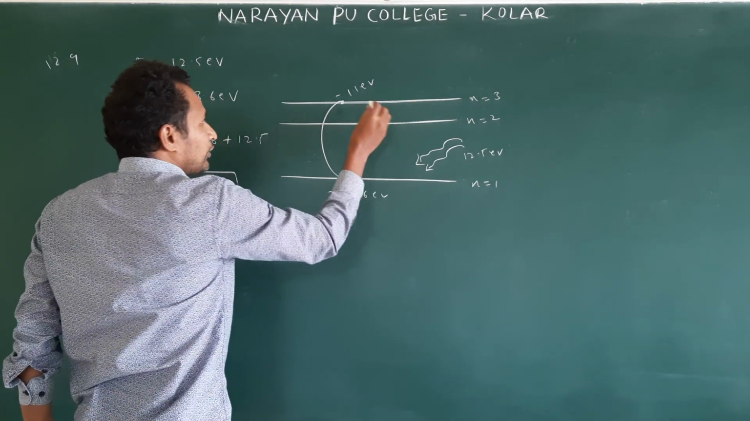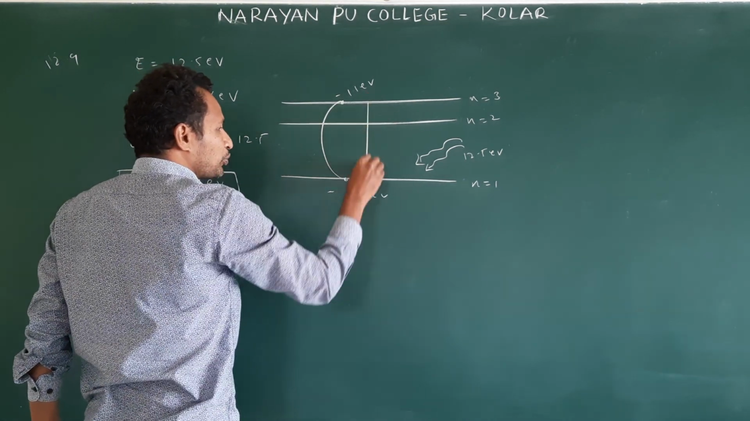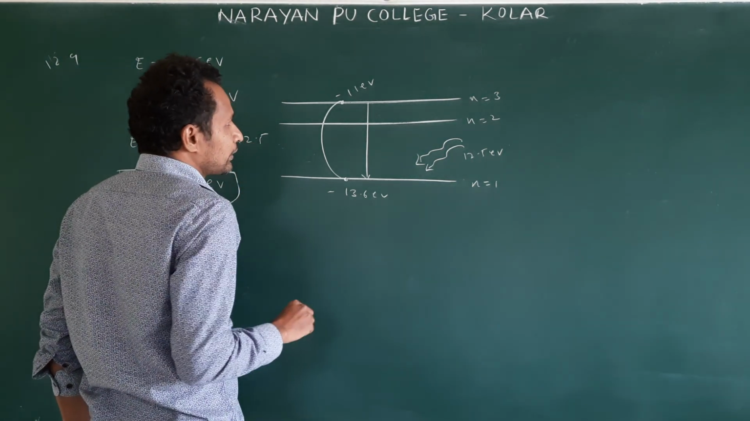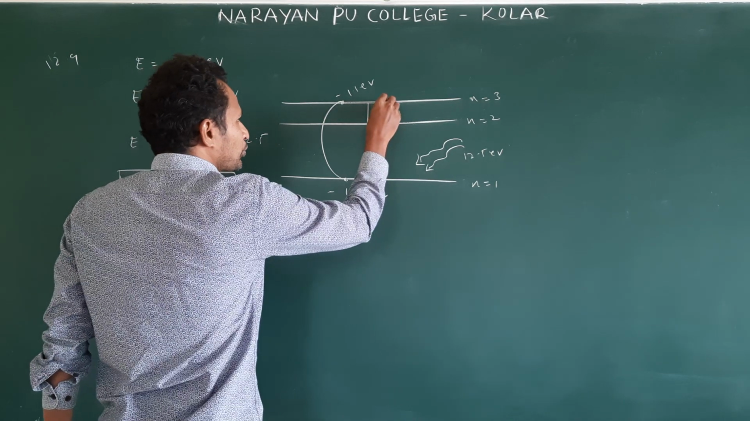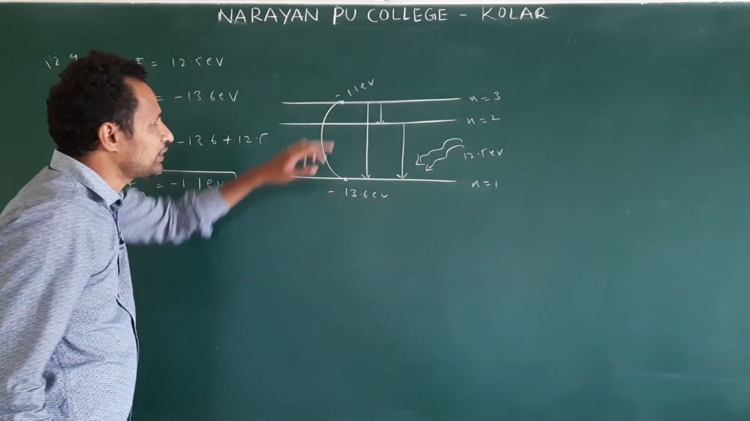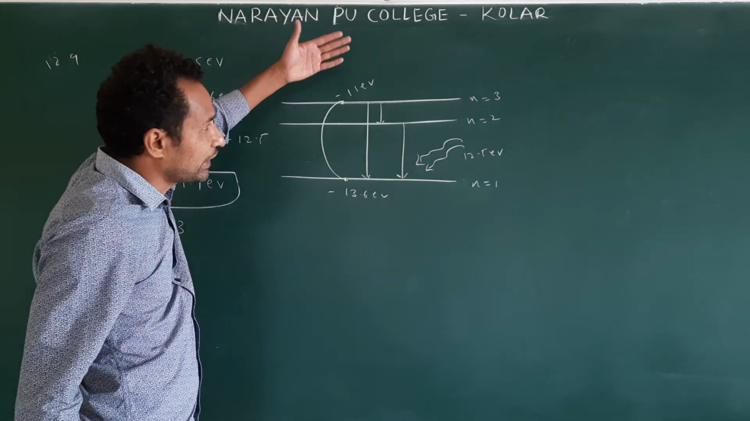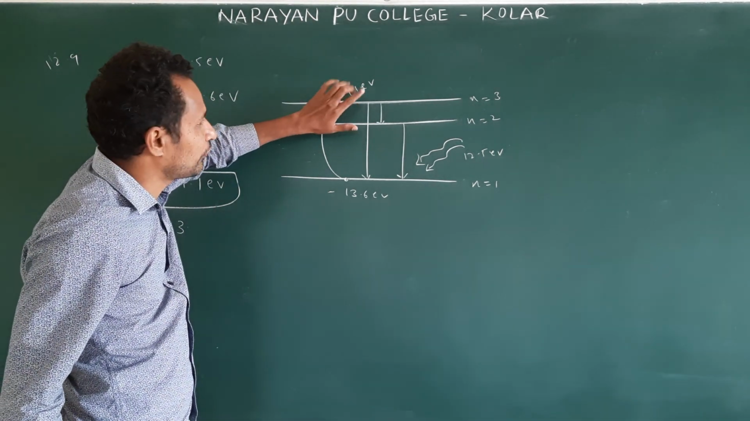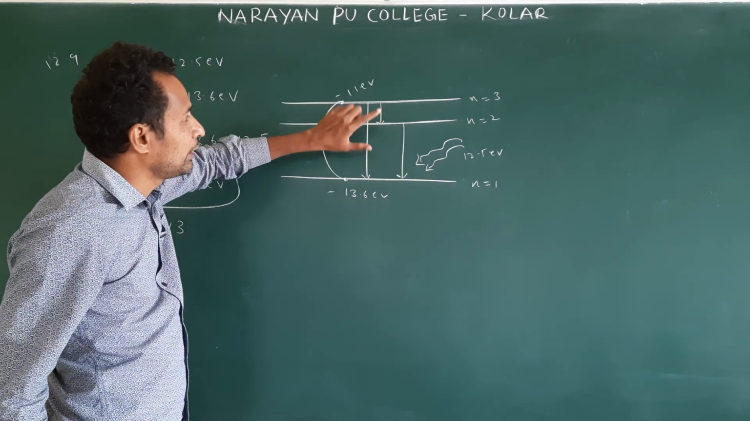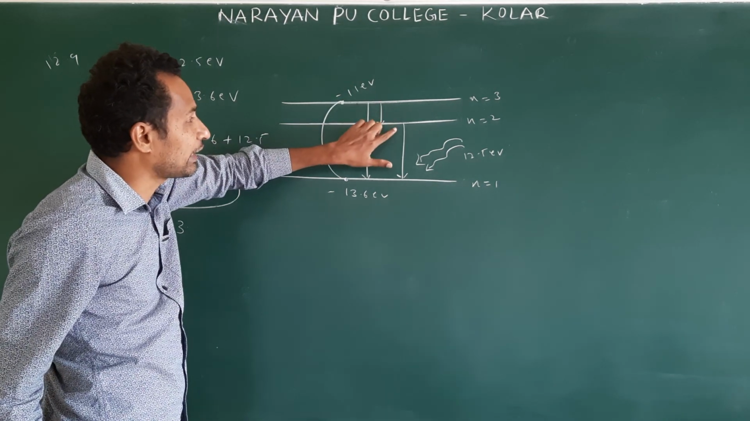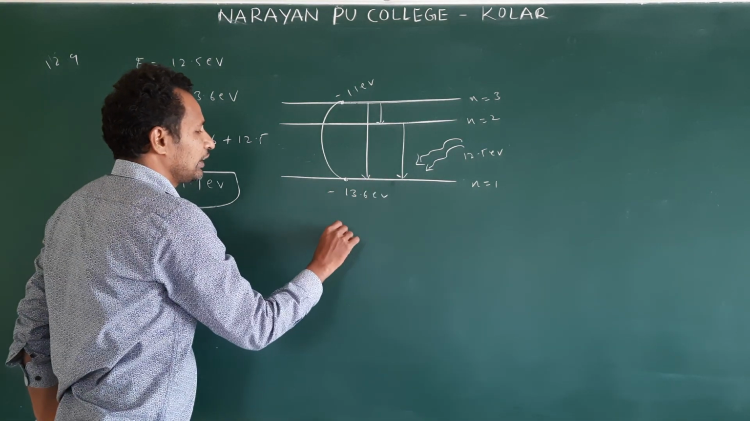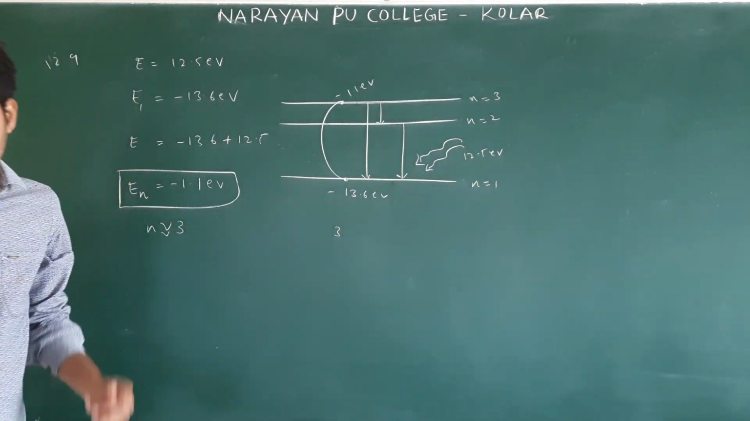After that, what will happen? It may directly jump to the first state. Okay, this is the first possibility. Second possibility, it jumps to the second state, and from second to first. First, after excitation, it will be in the third state. From third to first jump is possible, and third to second jump is possible. Next, as soon as it reaches the second, then second to first jump is also possible. In total, how many are possible? 3 lines, 3 series are possible.